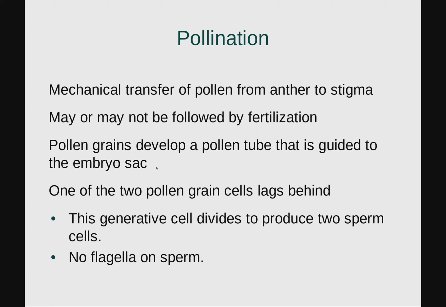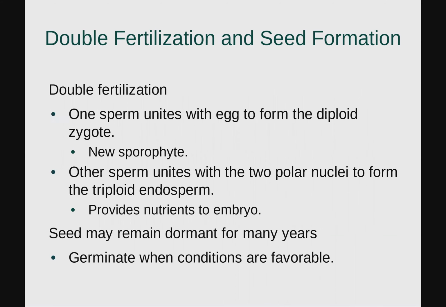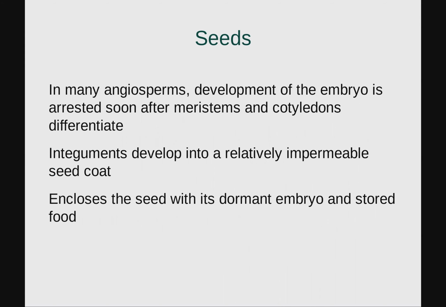And as I mentioned, pollen grains develop into a pollen tube that is guided to the embryonic sac. And then one of the two pollen grains lags behind, and this cell actually produces two sperm cells, which have no flagella on them. And again, double fertilization, as we discussed, is really important for the production of angiosperm seeds. Again, this is just a text version of what we saw, just as a note.